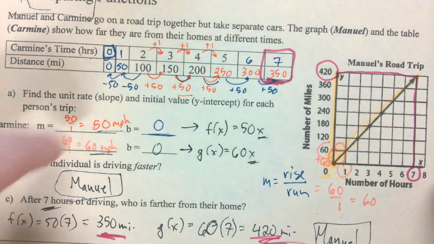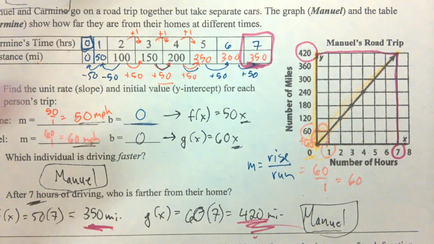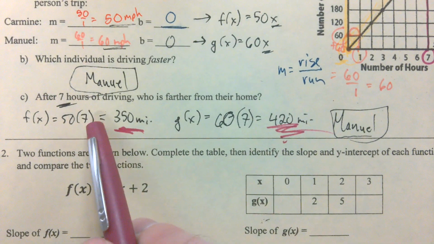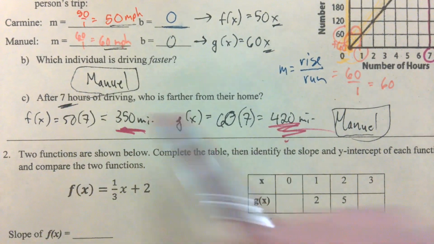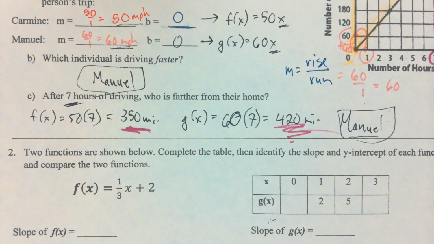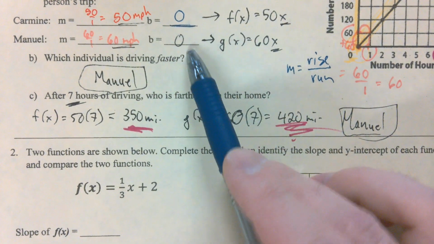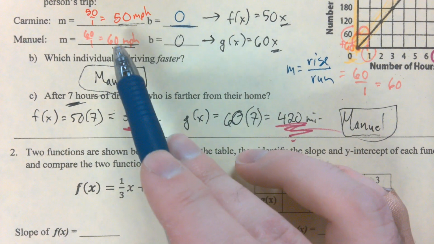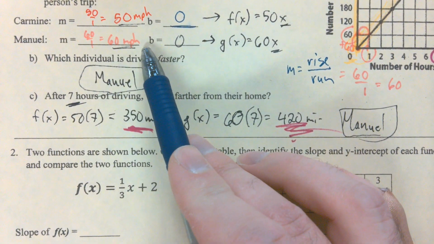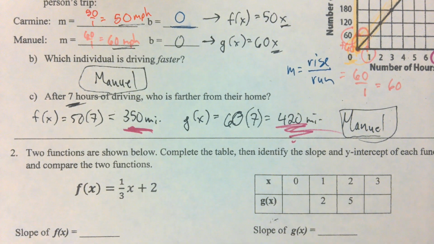You could use the information provided to you and figure it out by looking. Or you could evaluate the function at that number given to you and solve it out to figure out who's further from home. And it makes sense, right? They both started off 0 miles from home. Manuel's clearly driving faster, so naturally he'll be further away from home.